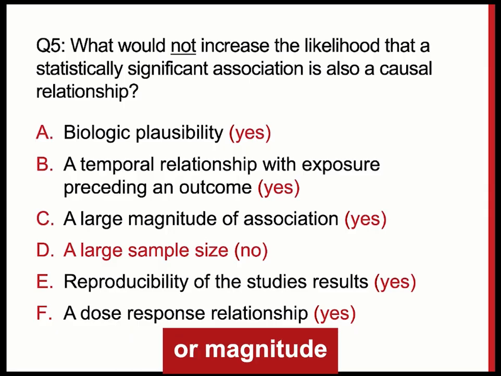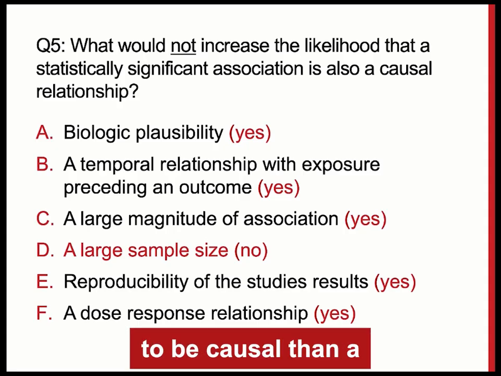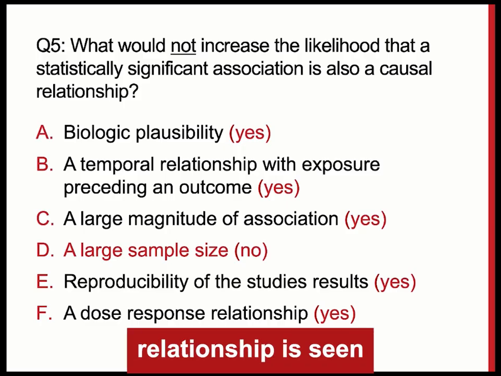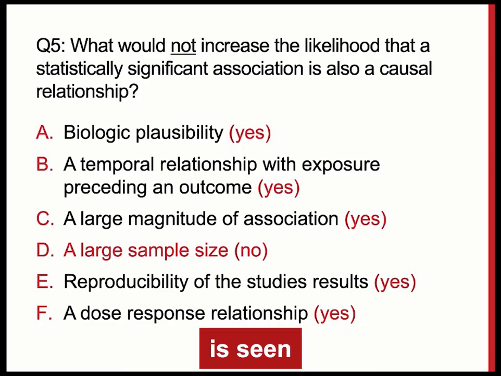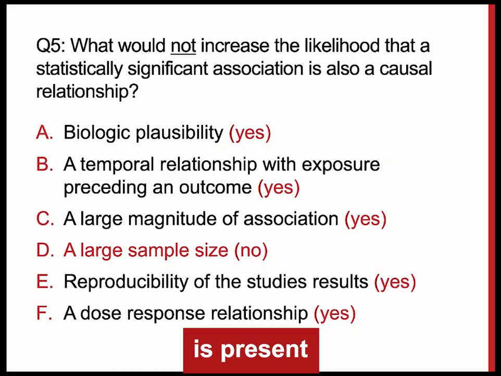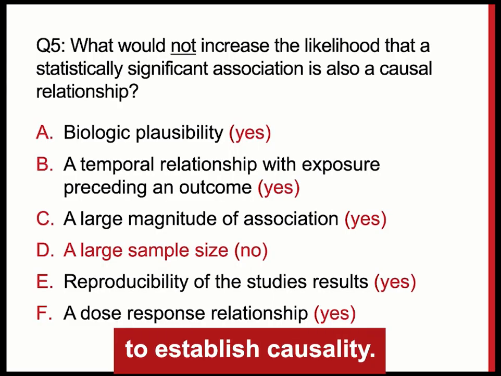The strength of magnitude of association can also increase the likelihood of causality. For example, a relative risk of 10 is more likely to be causal than a relative risk of 2. A dose-response relationship is seen when a higher magnitude of effect is seen with a higher degree of exposure, such as a higher dose of medication. A temporal sequence is present when the exposure had to precede the outcome. And repeat studies that demonstrate the same direction and magnitude of the association can help to establish causality.